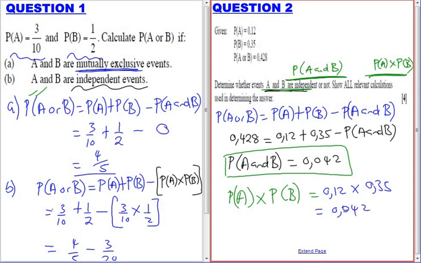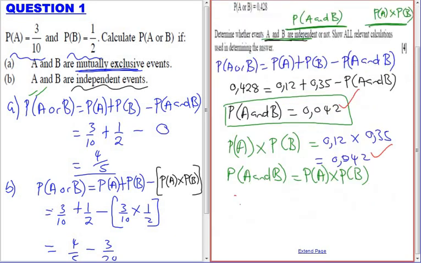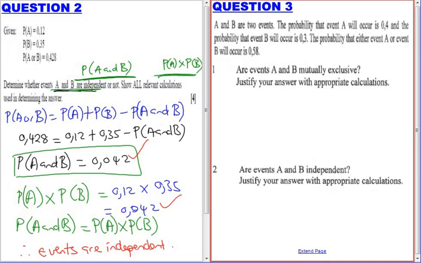Well, because probability of A and B happens to be equal to probability of A times the probability of B, because 0.42 is equal to 0.42, isn't it? So therefore, the events are independent. That is all you have to say here. Okay? So, done with that one. So let's see how well you can do the rest. Feel free to do question 3 first, and then see how I will answer it.